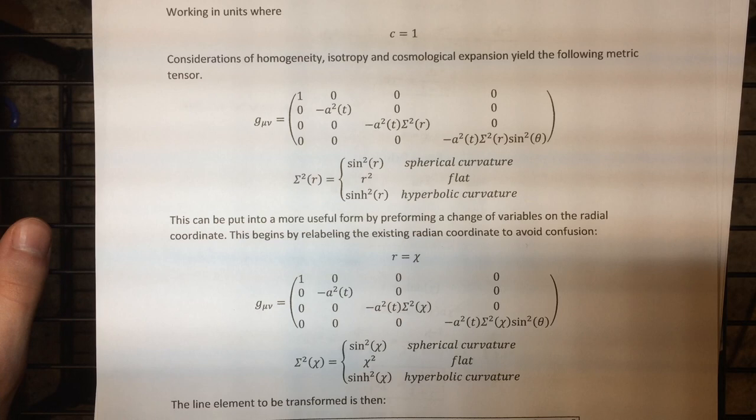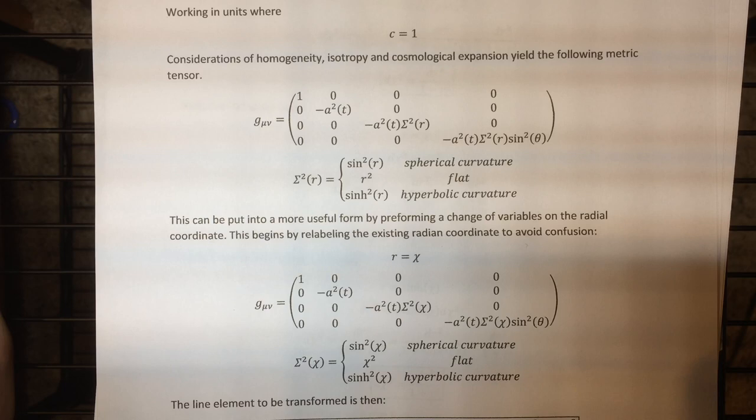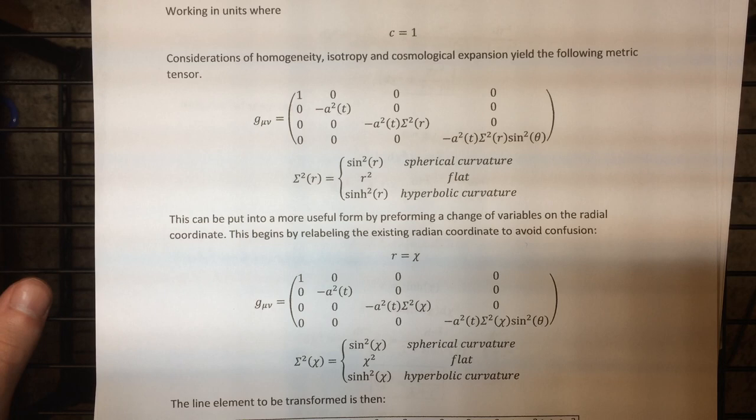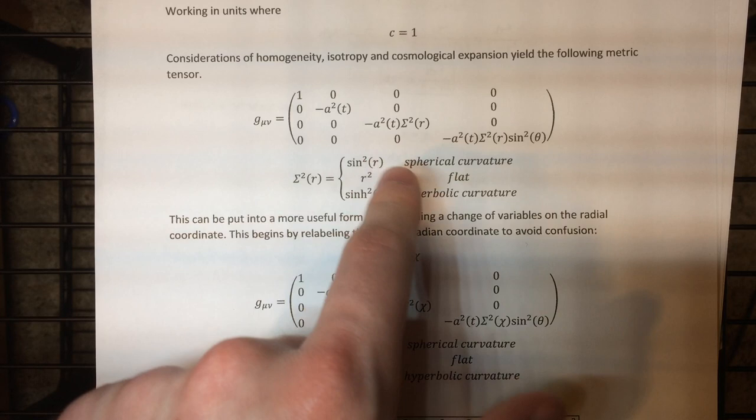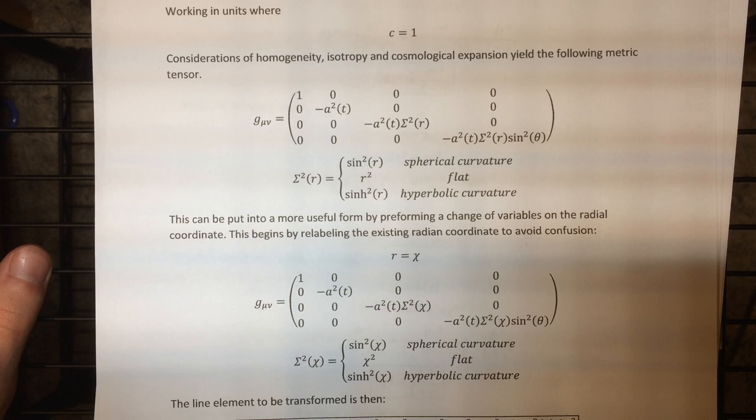Okay, so then this can be transformed such that we only have to insert one metric instead of three. Now, the coordinate transformation that does this is just a coordinate transformation on the radial coordinate. We're not messing with the time coordinate, we're not messing with the angles, it's purely a transformation on the radial coordinate. So, first, the new radial coordinate we're transforming to, I'm going to call r, even though that's the name for the radial coordinate we're transforming from. So to reduce confusion, I'm first going to relabel the radial coordinate chi.